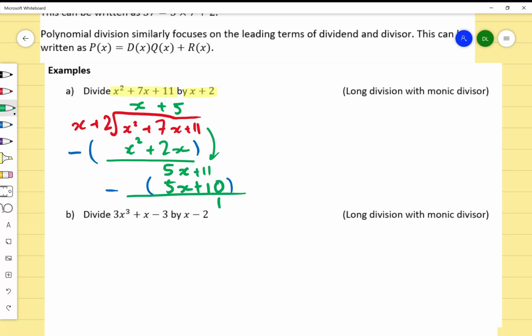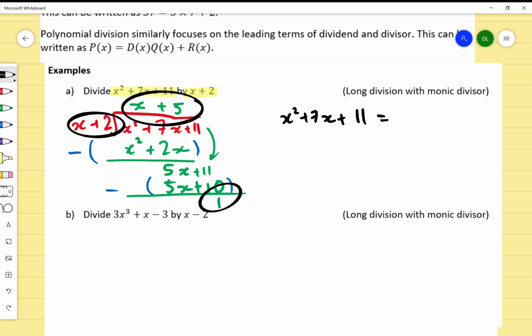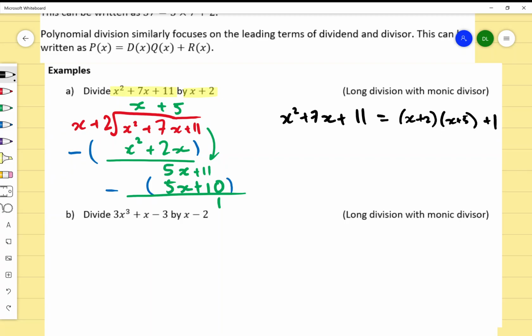No. So, what I can say is I know that my original equation of x squared plus 7x plus 11 is going to be the same as this multiplied by this plus this. Does that make sense? Yeah. So it's just like long division, but with algebra. So I'm going to say x plus 2, x plus 5, plus 1. If you were to get your calculator, expand that, or you can do it by hand, and then add 1, you would get this original equation.